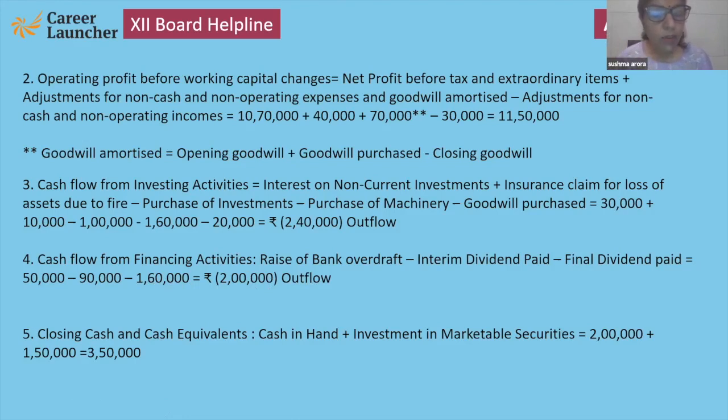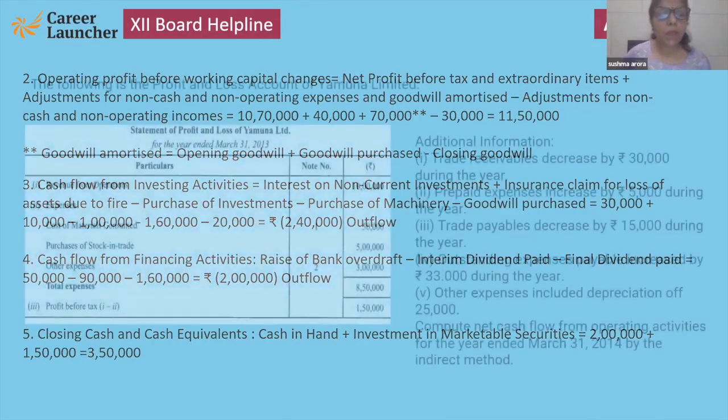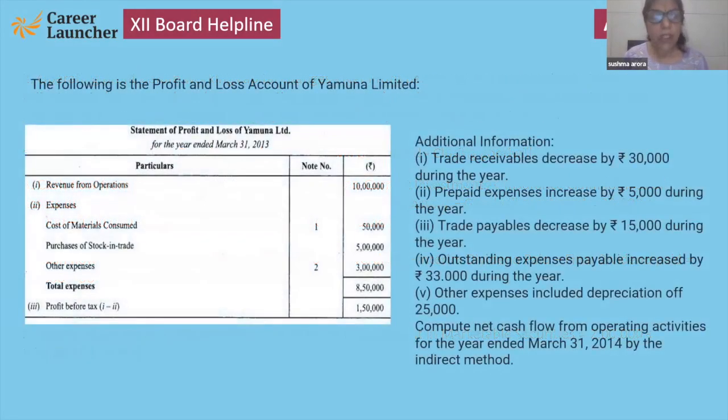Now, what is cash and cash equivalent? Simple, in cash and cash equivalent, we include cash, bank, and short-term marketable securities. Please note down, children. Next. Do you want to copy it, children?